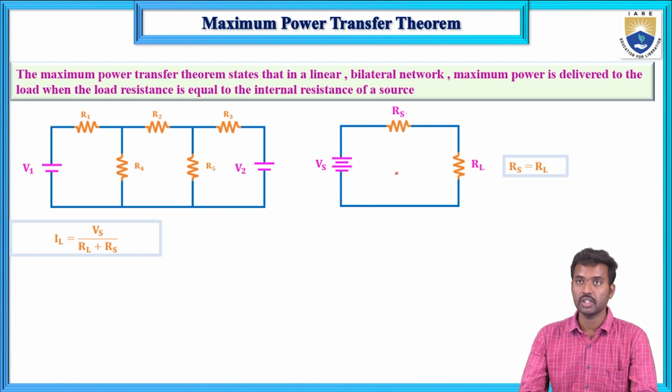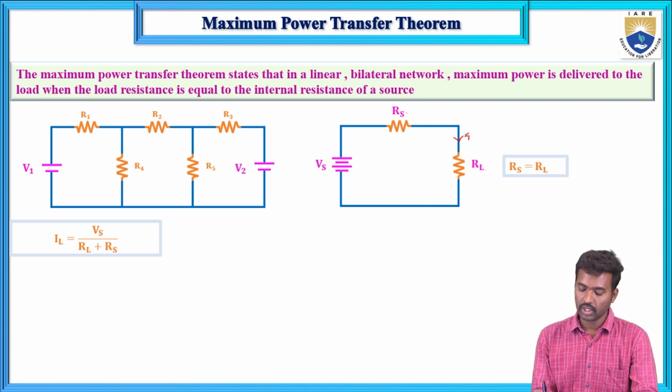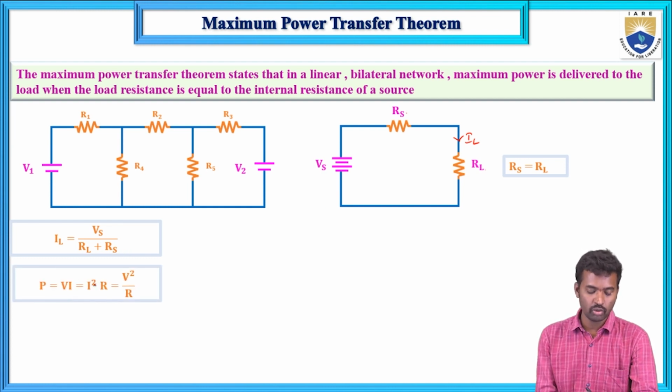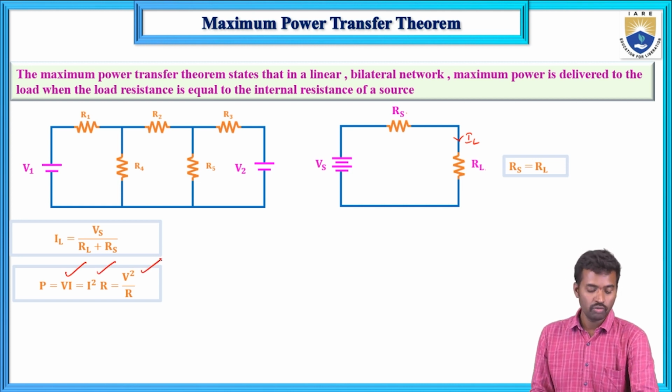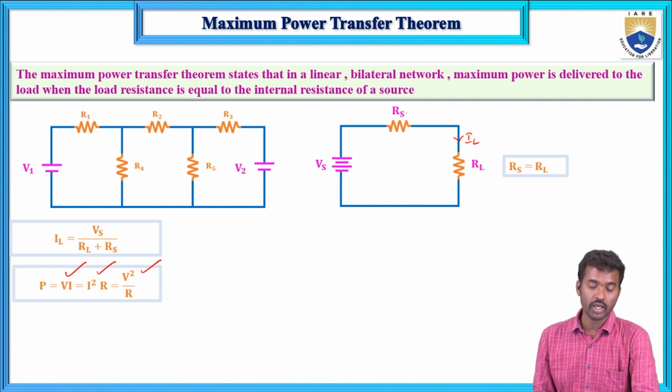As we already discussed in Thevenin's theorem, IL, the current flowing through the load resistance, equals the total voltage divided by Rs plus RL. Now, power: what are the formulas? P equals V into I, and I square R, or V square by R. We know this formula. Power equals the product of voltage and current, or with V equals IR, that means I square R, and with I equals V by R, that means V square by R.